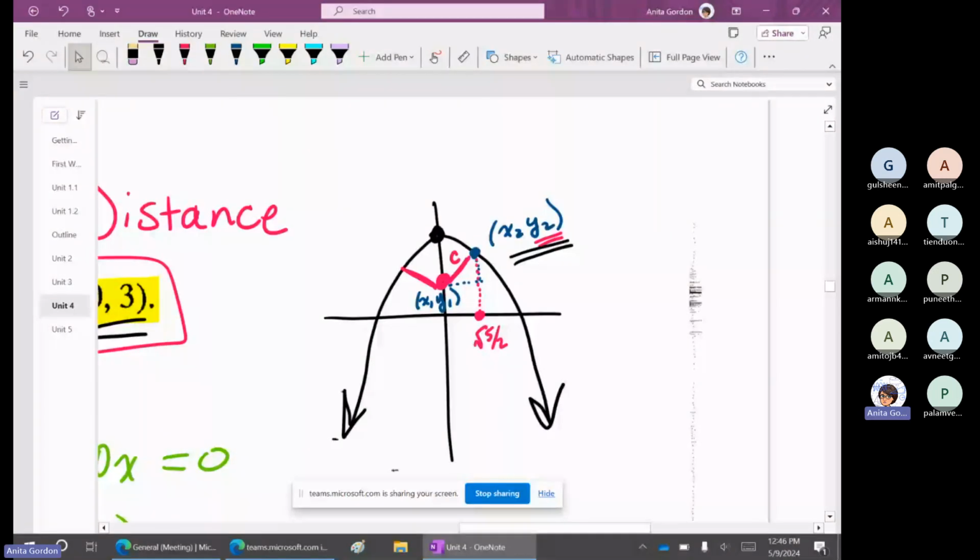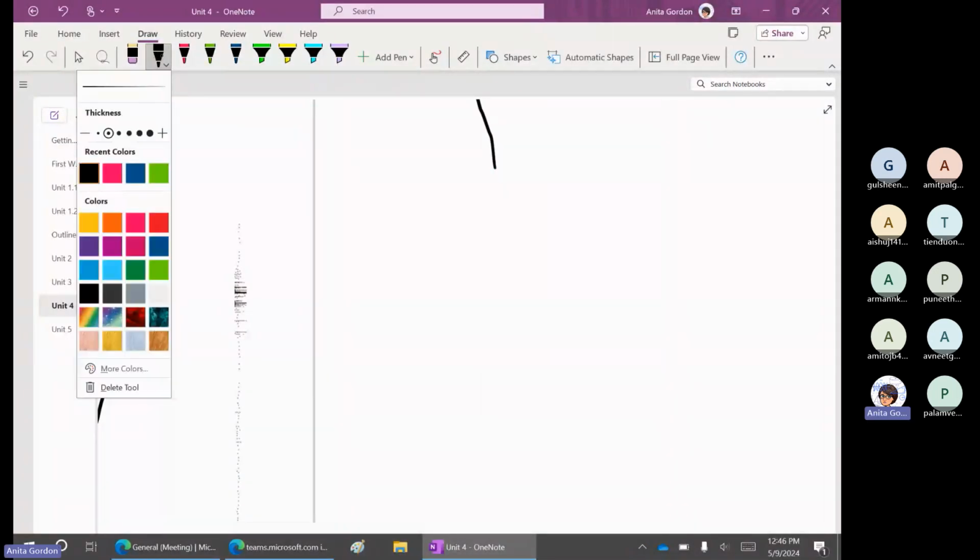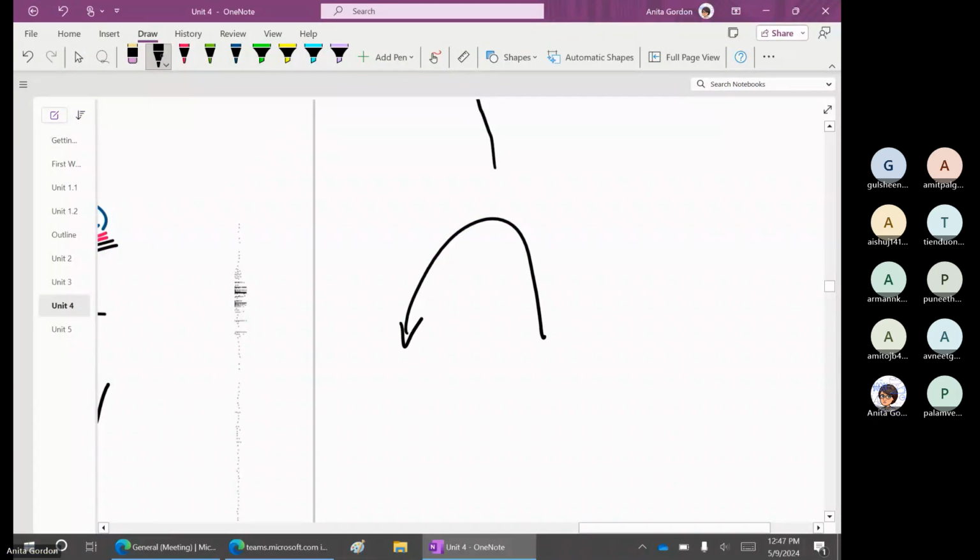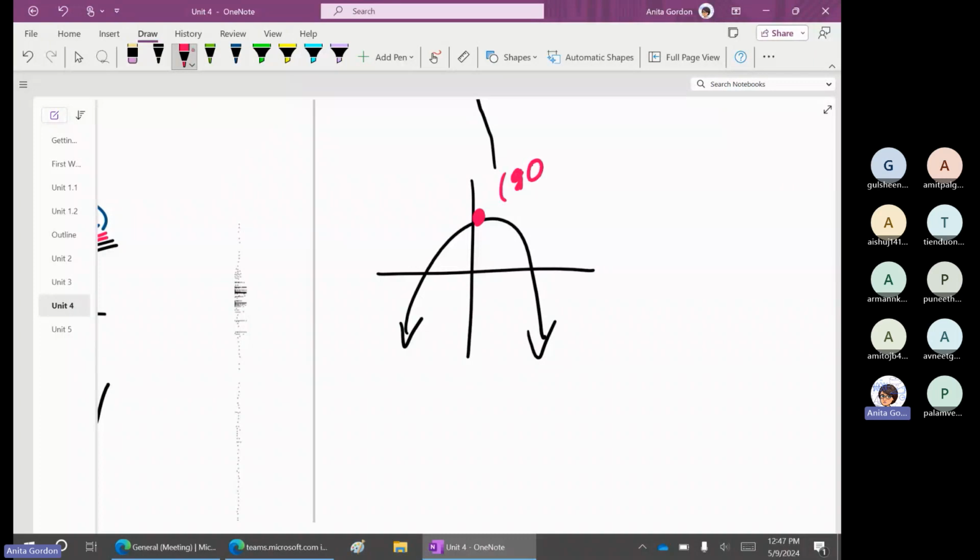Let's do a quick side note here. Let's say you have a function like this. A parabola, any random parabola. Let's say that in this parabola you have a maximum at, I don't know, 0, 9. Following me so far?